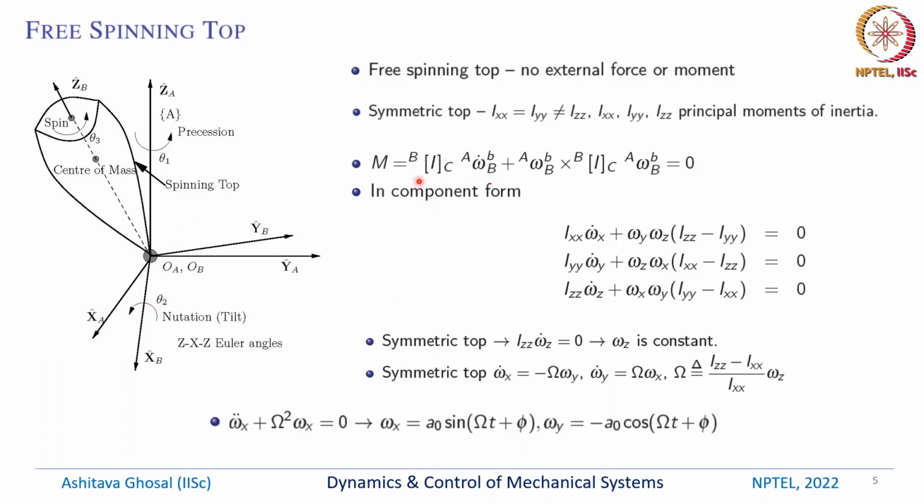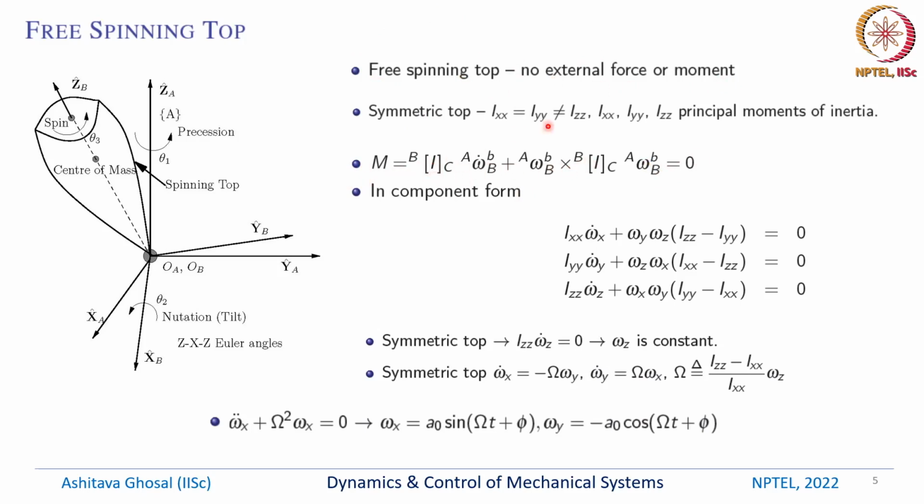So now we can write the Euler equation, which is that B I, that inertia matrix with respect to the body fixed coordinate system, into A omega B dot. So this is like alpha, the rate of derivative of the angular velocity vector, I into alpha plus omega cross I omega should be equal to the external moment. But we are looking at a free spinning top with no external forces or moment, hence this is equal to 0.